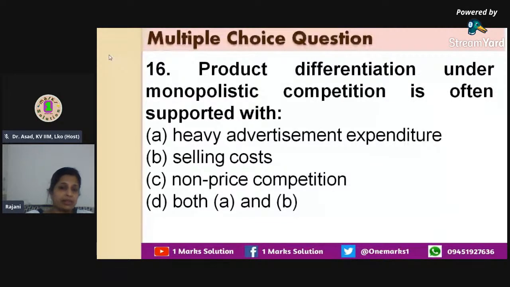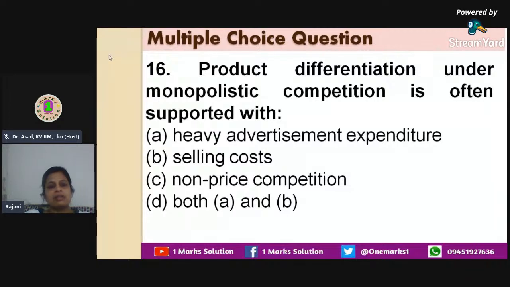Often supported with, that is the question. Okay, don't mislead the question. Product differentiation under monopolistic competition is often supported with. Differentiation means the different products we are purchasing, the toothpaste, washing soap, detergent powder, everything we are purchasing. We are attracted towards some qualities or some advertisement, qualities like difference, color, attraction. Something like that we are attracted towards that product.